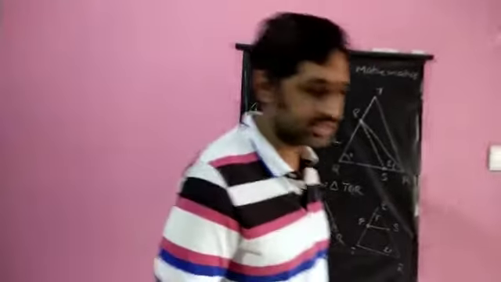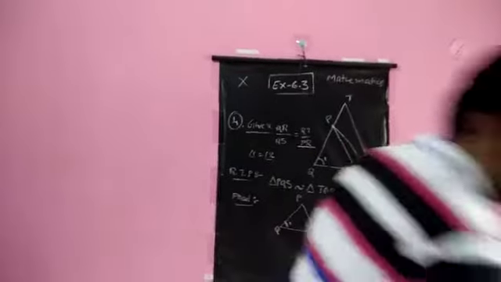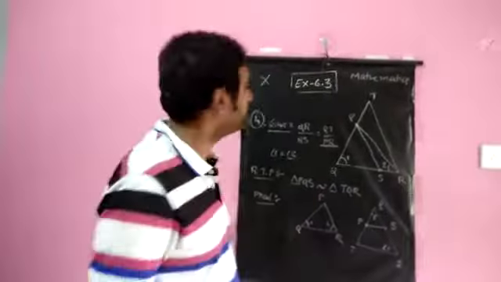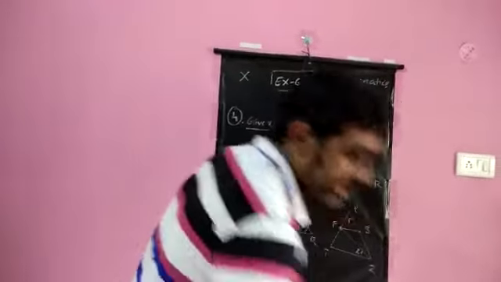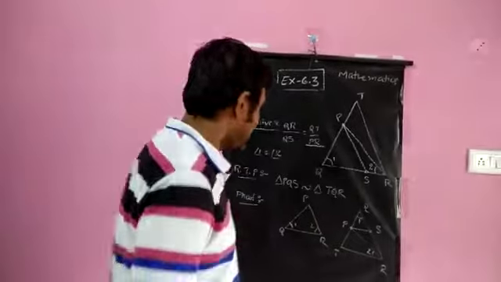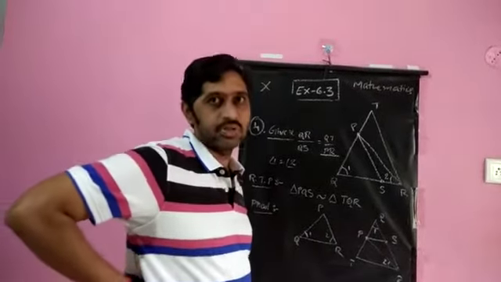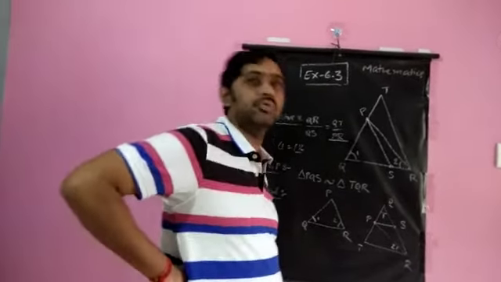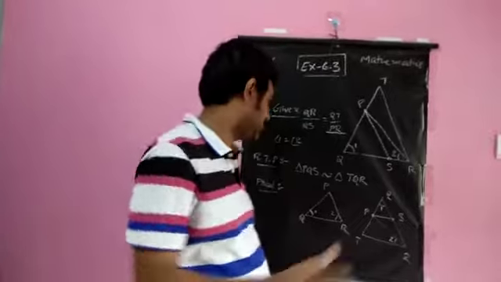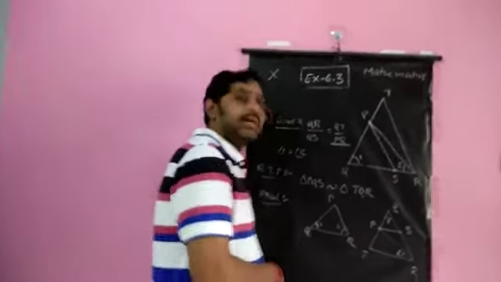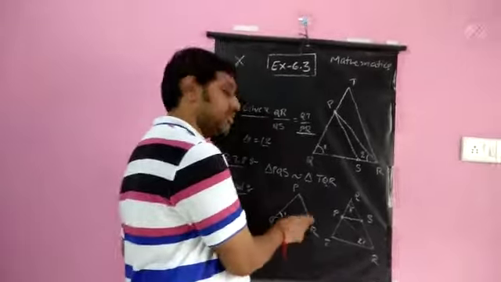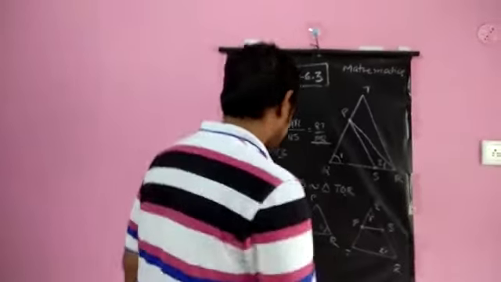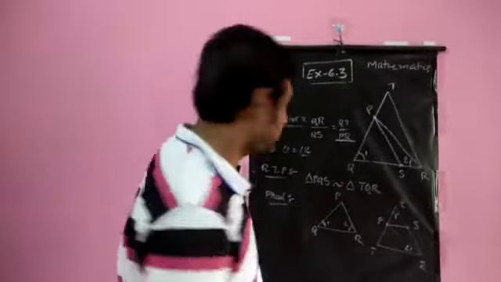In 9th class, you learned the properties of similar triangles and the isosceles triangle. In that, you know that angles opposite to equal sides are equal, and sides opposite to equal angles are equal. I will use here: sides opposite to equal angles are equal. Here in this triangle PQR, angle 1 equals angle 2. So the sides opposite to these angles are also equal.